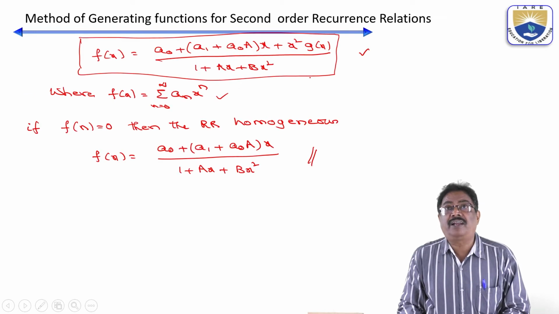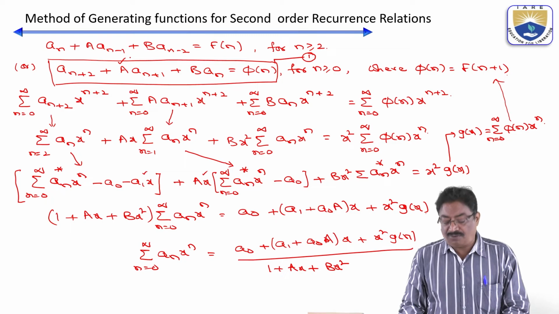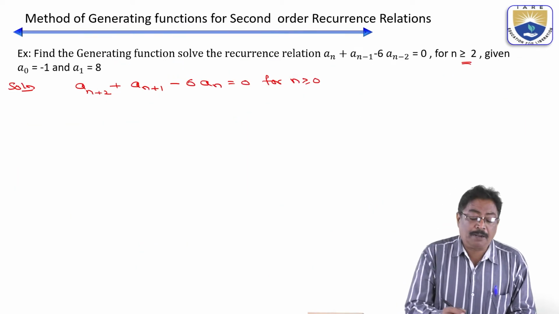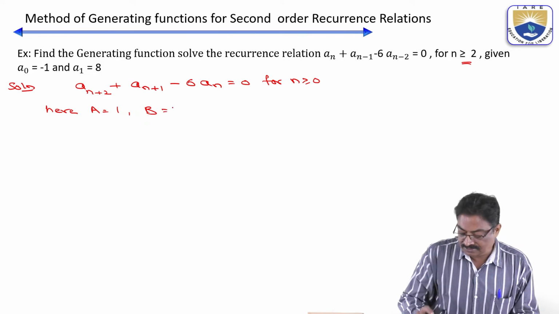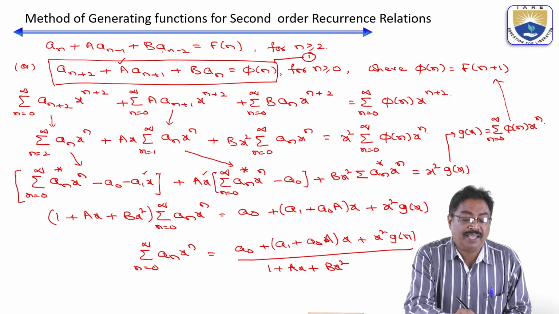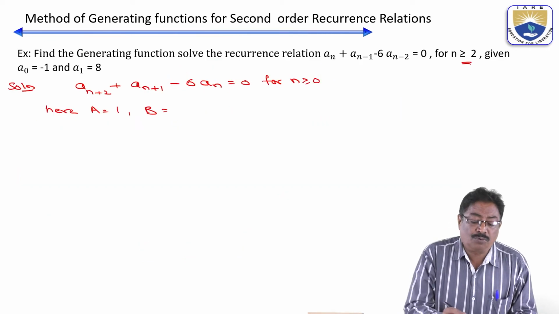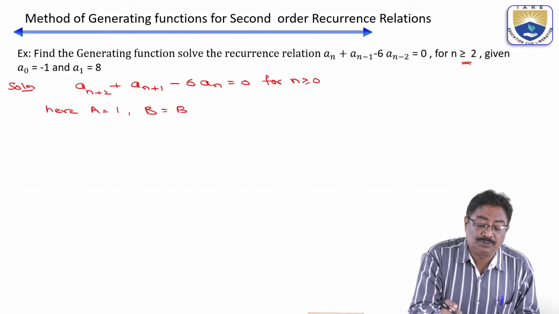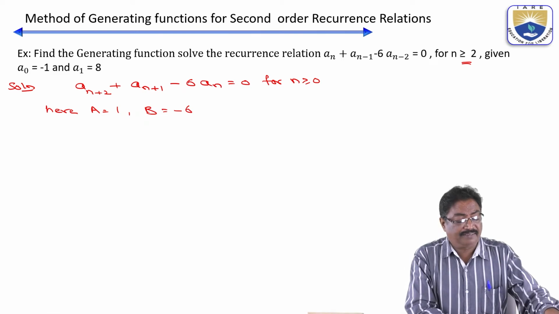So what is our standard form? The a(n+1) coefficient is a. Here a equals 1, and b equals what? b is nothing but the a(n) coefficient. So b is the a(n) coefficient, so b equals minus 6.